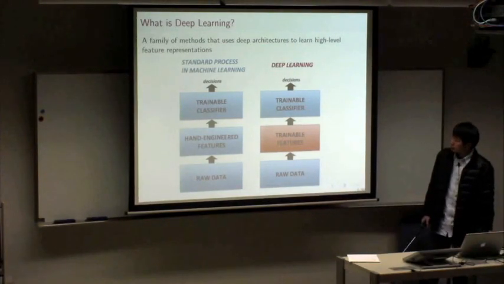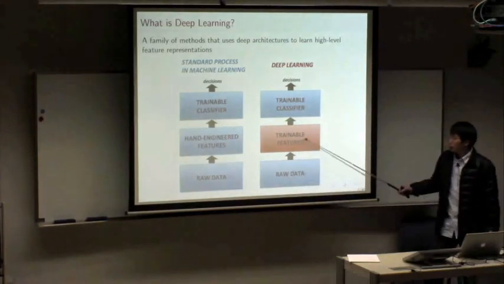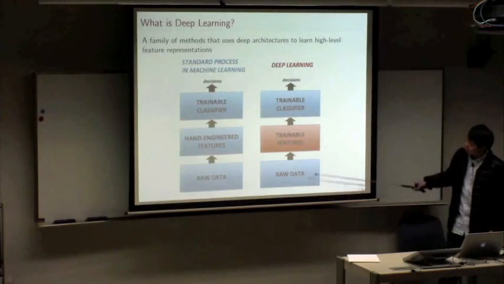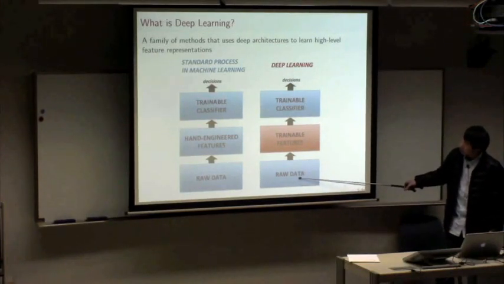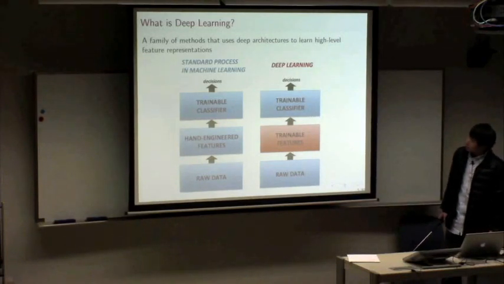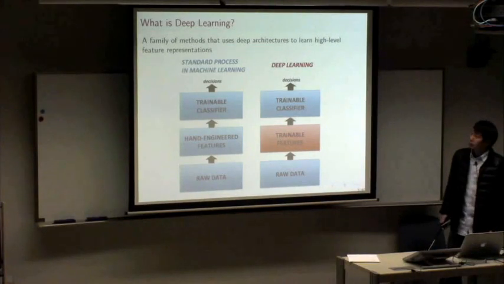In deep learning, what's different now is that rather than hand engineering all these features, you're going to make these features trainable using a deep network. And by using a deep network, you can go from the raw data all the way to a high-level classifier in one joint step, okay? So that's in a nutshell what deep learning is.